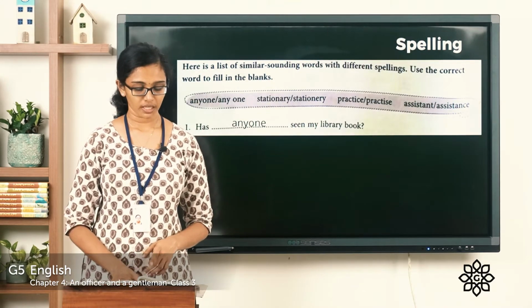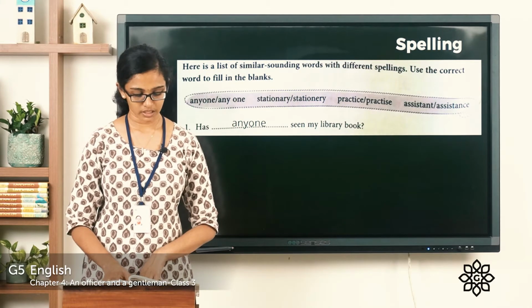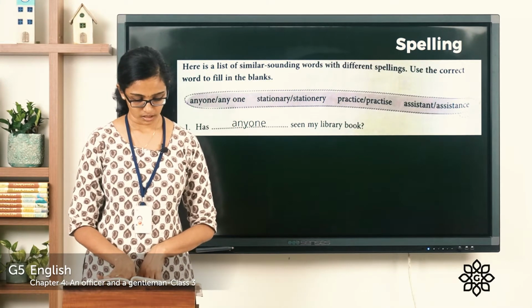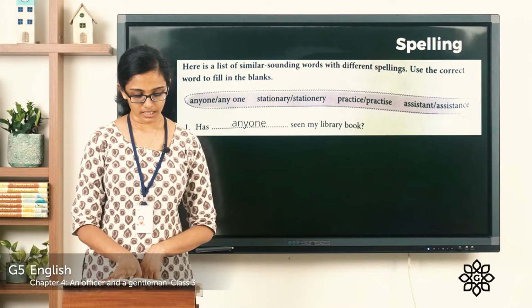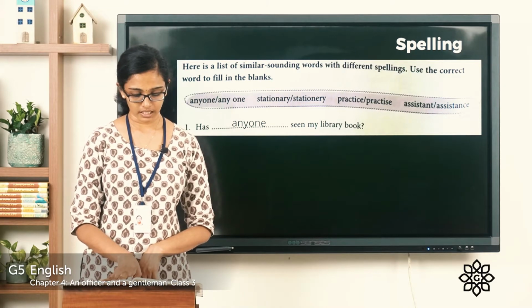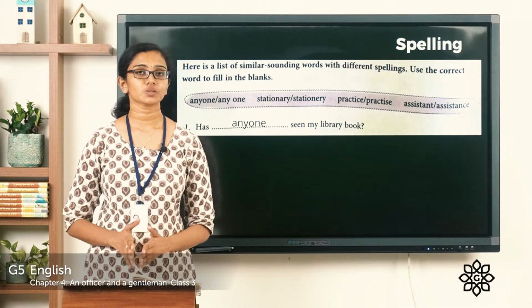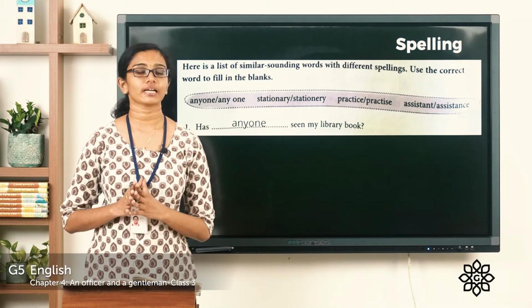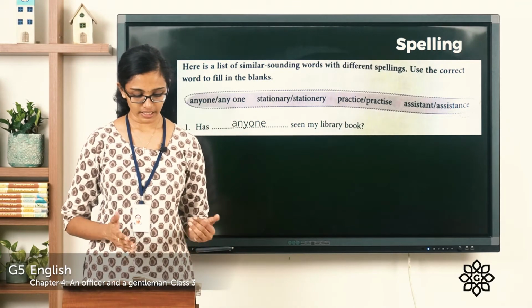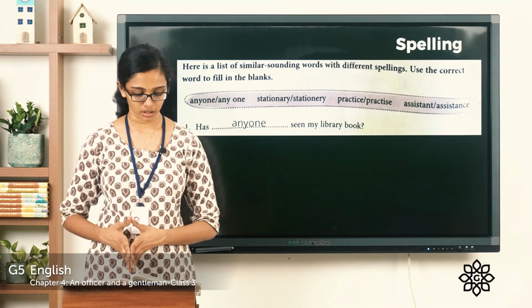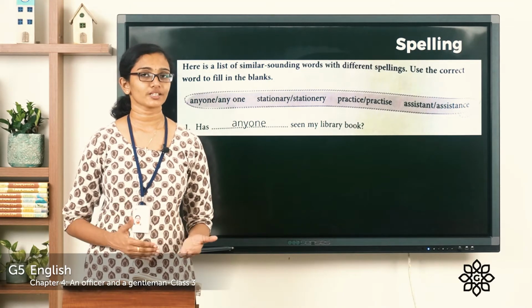Now, let's move on to the spelling exercises, which is in page number 56. Here is a list of similar sounding words with different spellings. Use the correct words to fill in the blanks. Here you are given options with similar sounding words. Let's look at the first question. Has dash seen my library book? Which one do you think is the correct option here?